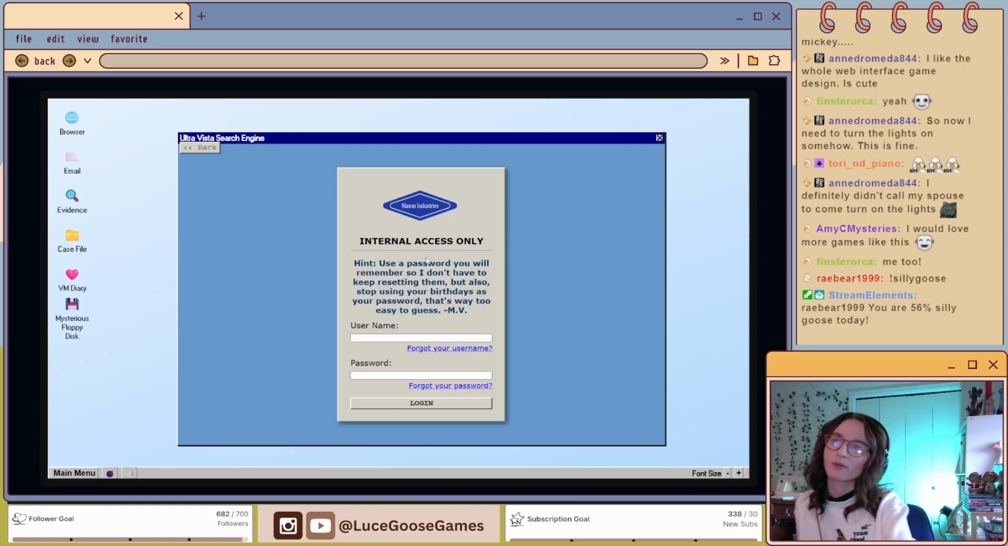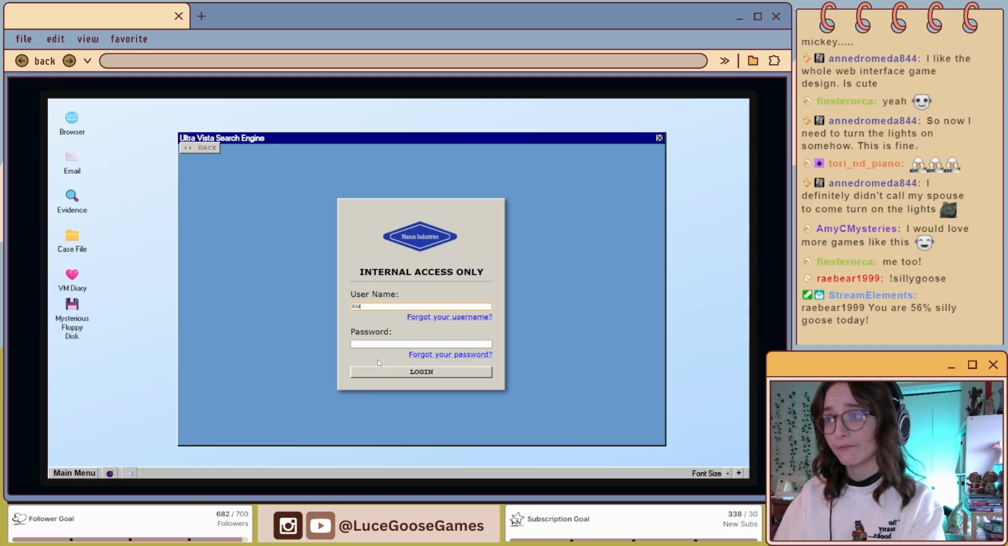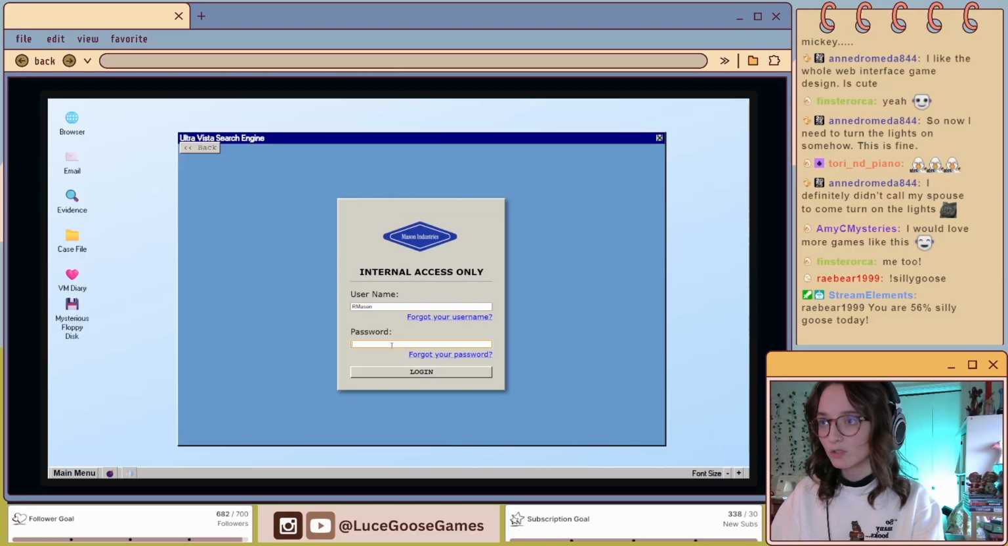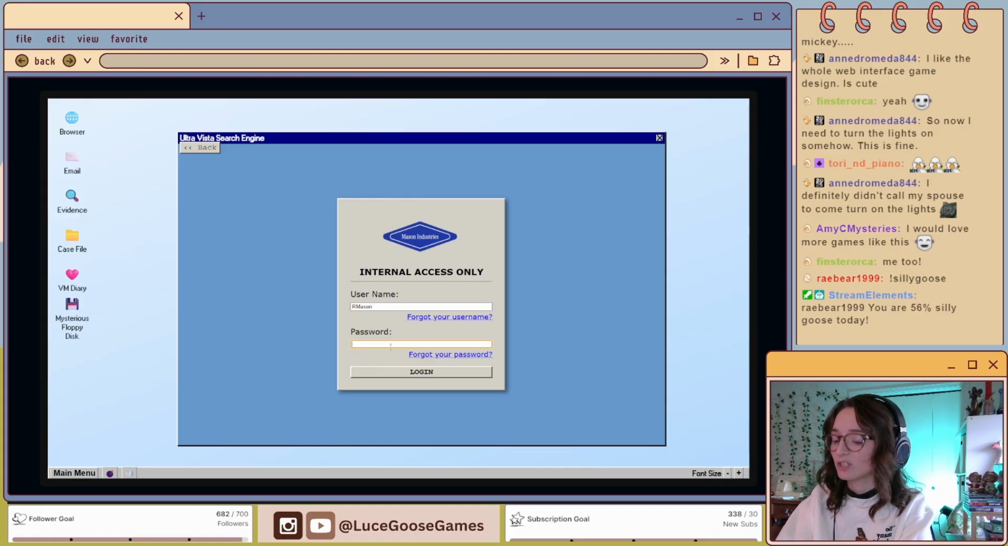Use a password you will remember so I don't have to keep resetting them, but also stop using your birthdays as your password. But we don't know how the password is formatted, so this is not really helpful for me. I would imagine that it's like 073129. But it's not. Reginald Mason. Is it like case sensitive? Do I need to do some capital letters in there for July 31st, 1929?